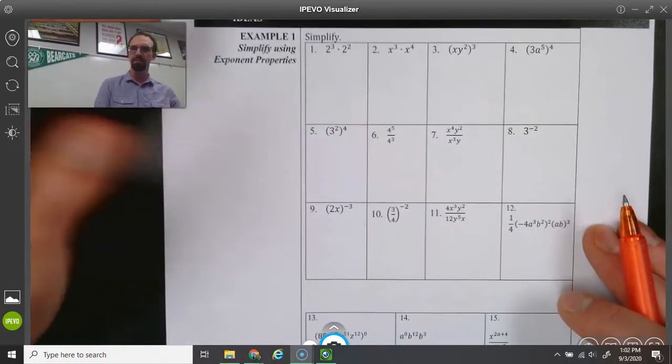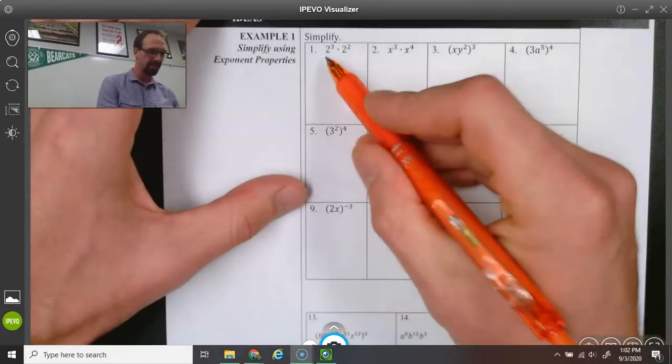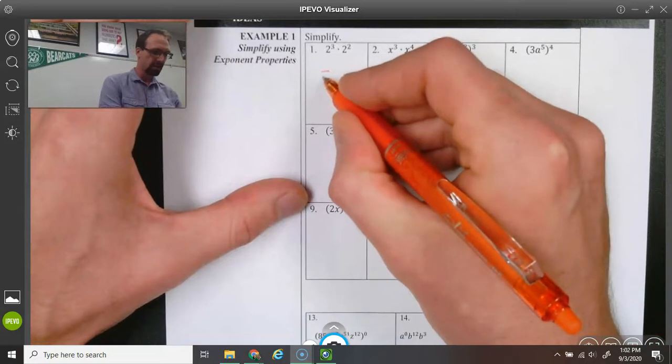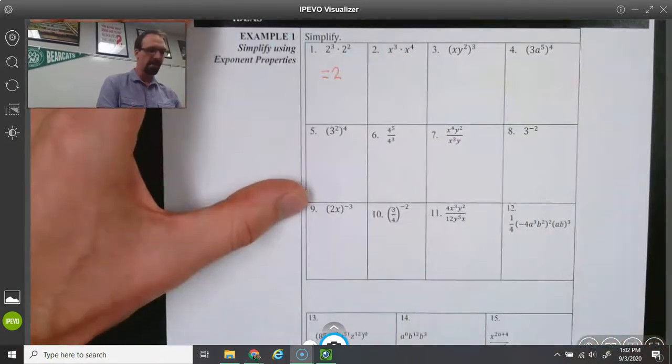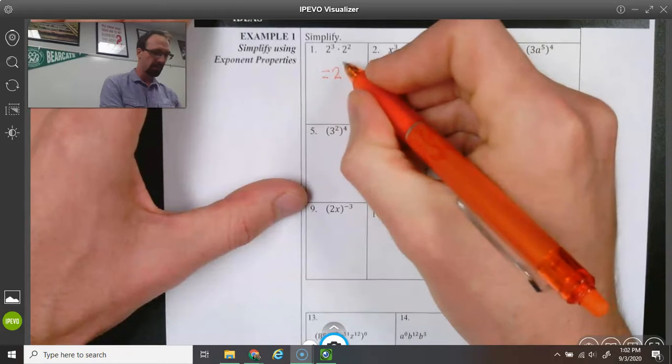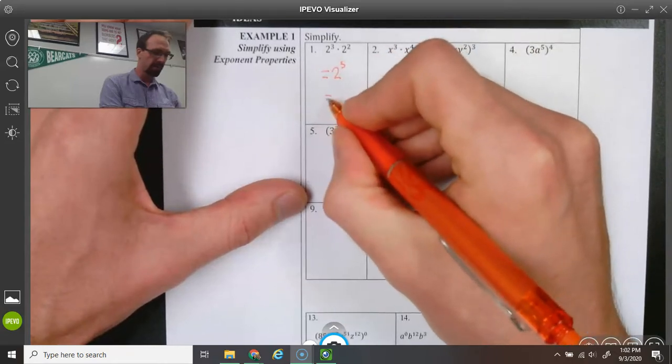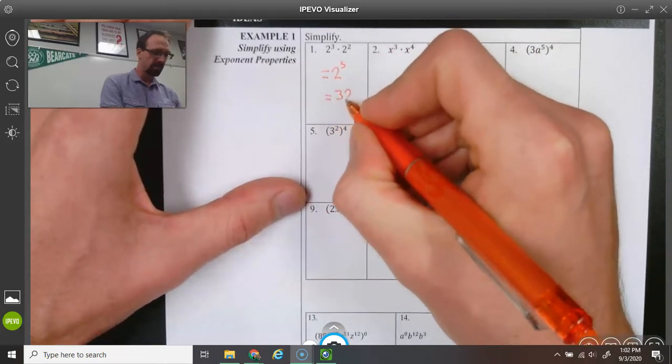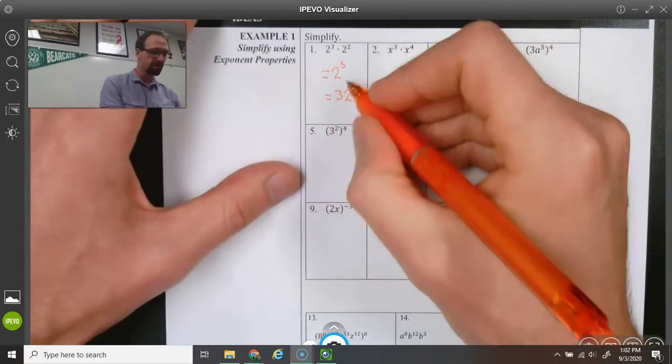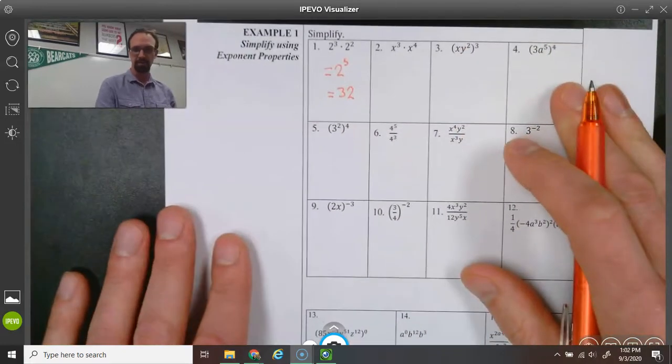There's actually a few different ways to do this. I find the easiest way is, since you have the same bases, you can combine the exponents. When you have the same base and you're multiplying them, then we add the exponents, so that gives me 2 to the 5th. If you type that out in your calculator, or if you just know it, it gives you 32. So 2 to the 5th is 32.